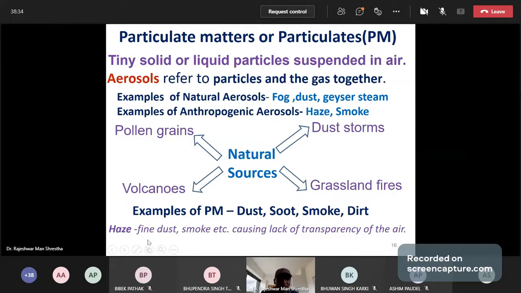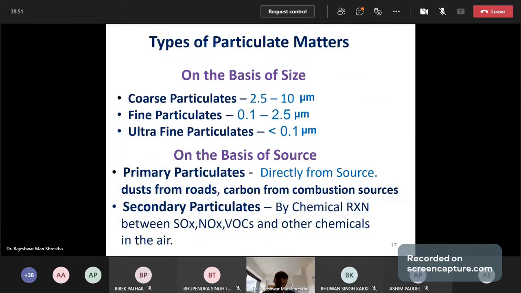Haze means fine dust and smoke causing lack of transparency on the earth. Haze means mostly fine dust and smoke in combined form. When haze is formed, it causes low visibility on the roads in the daytime. And particulate matter has been classified into different types on the basis of size and on the basis of source.